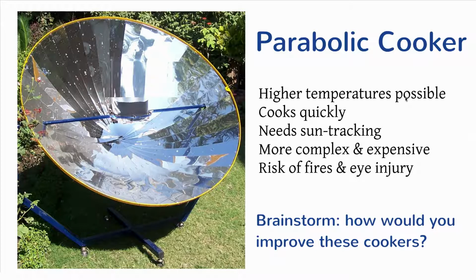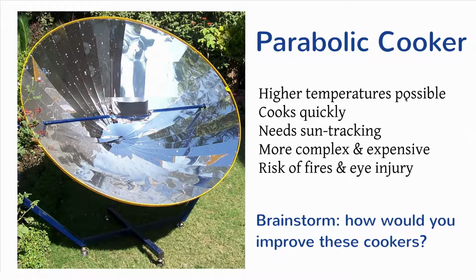Parabolic cookers are probably the most complicated. You might have seen some of these big parabolic dishes. We'll talk more about why parabolas are perfect for this. It comes from non-imaging optics, and from very simple geometrical principles we'll talk about later. You put something at the focus of the parabola, and it can get very high temperatures very quickly. Cooks very quickly, needs sun tracking.